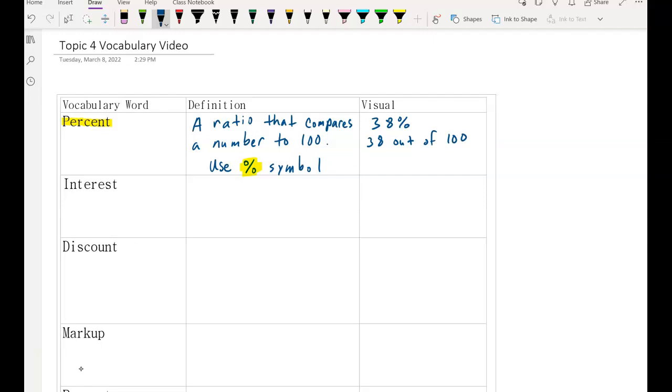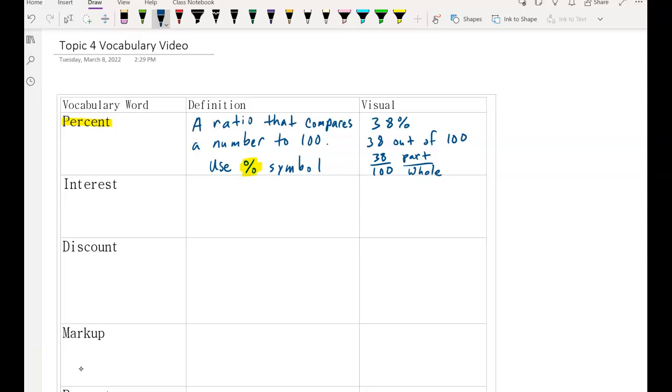And you could also write it as an actual ratio of 38 over 100. The 38 is the part that you were talking about, and the 100 is the whole. The 100% is always the whole amount. And I wrote 100. Of course I did. I meant to write whole. There we go. 38 over 100, that's the part to the whole. That is percent.